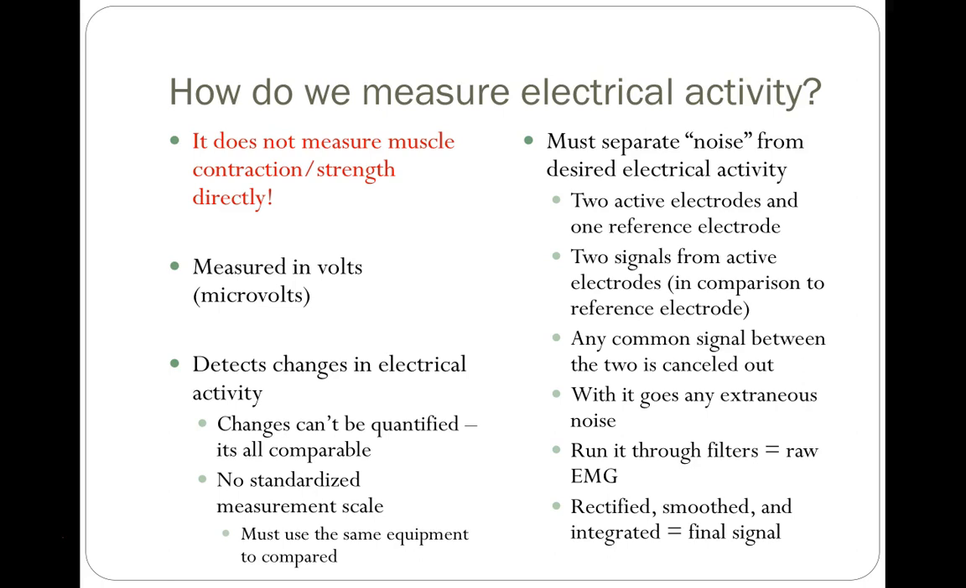So we're going to be able to cancel out whatever activity that reference electrode picks up as just normal body electrical activity. Anything beyond that normal noise, just natural electrical activity, is then interpreted to be the increase in electrical activity because of the muscle action. So we get 2 signals from the active electrodes, we compare those to the reference, and any common signal is canceled out. And with it goes that extraneous noise.